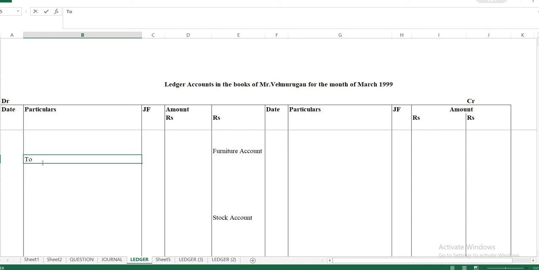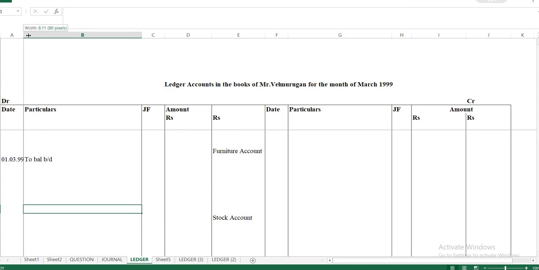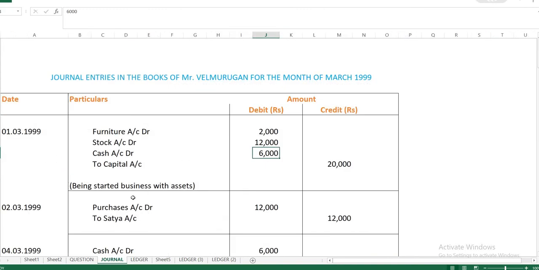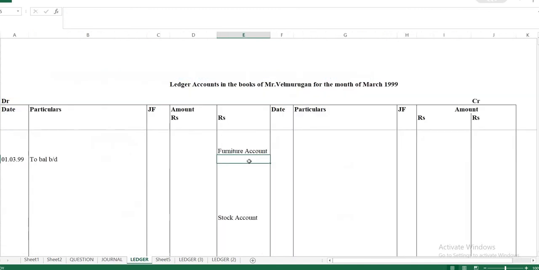On the left hand side, you have to use "To". To balance brought down. B/D means brought down. Balance, BAL, balance. To balance brought down, the date has to be mentioned. 1/3/99, you just mention that date also, 1999. So with what amount has furniture been brought? 2,000. The 2,000 you have to mention over it.